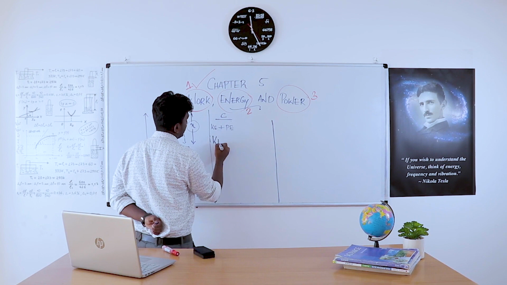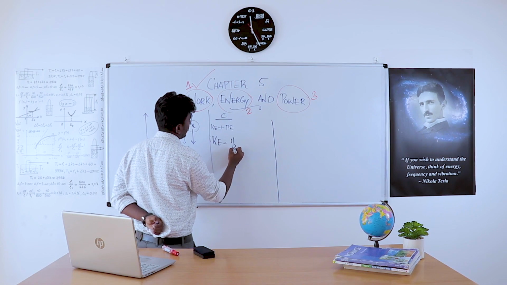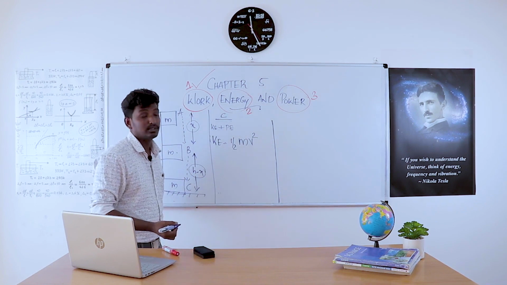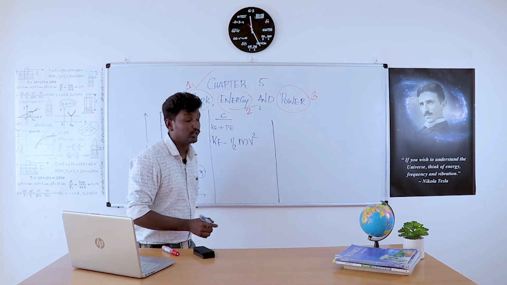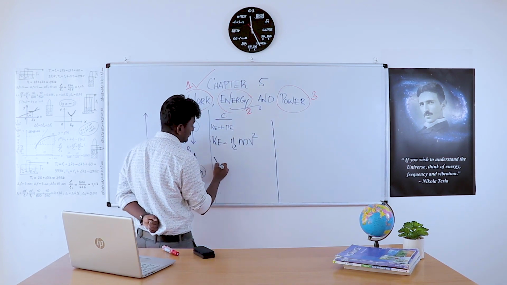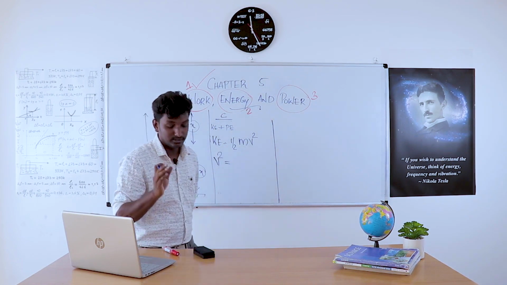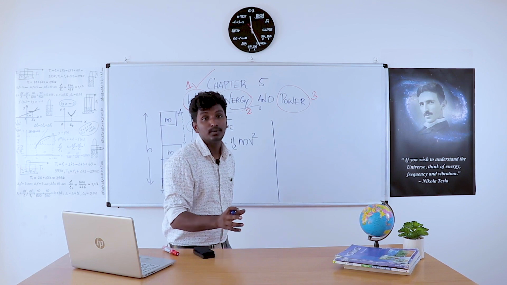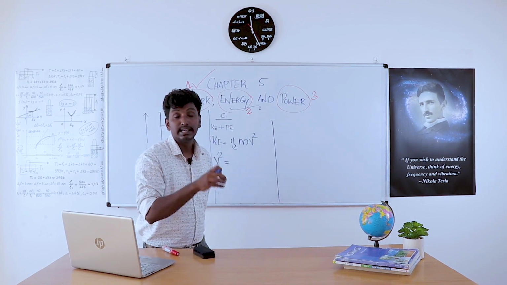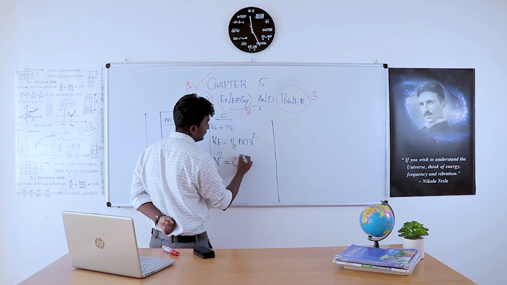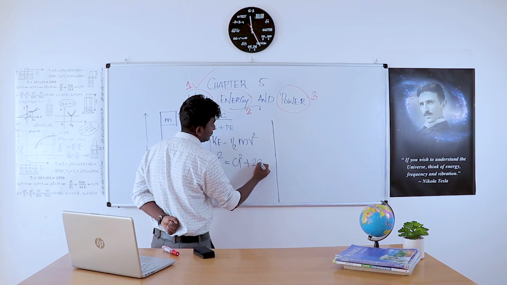Kinetic energy is equal to half mv square. Mass remains constant. We have to find the value of velocity by the third equation of motion, not Newton's third law of motion. It is the third equation of motion, that is v square is equal to u square plus 2as.